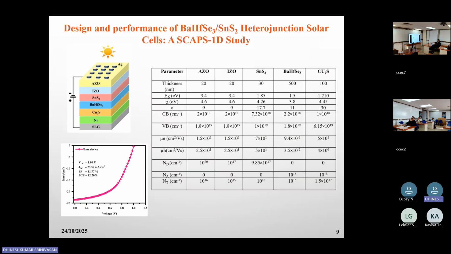In this study, we have used the SCAPS 1D software for my methodology. SCAPS 1D is more convenient and free software for solar cell application. In this study, the initial solar cell architecture was composed of SLG, AZO, IZO, tin sulfide, barium hafnium selenium, copper sulfide, and nickel as a back metal contact, as illustrated in this figure, and the corresponding material and structural properties are detailed in this table.